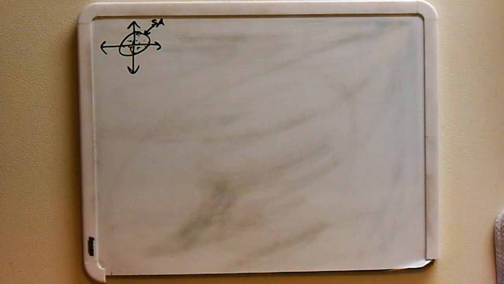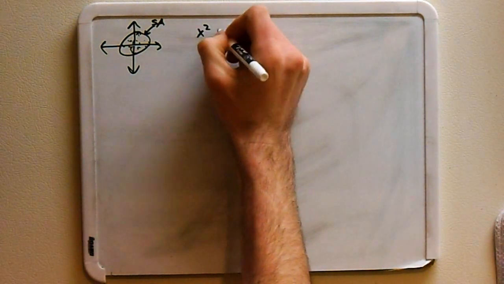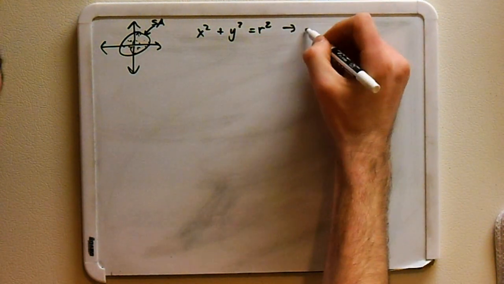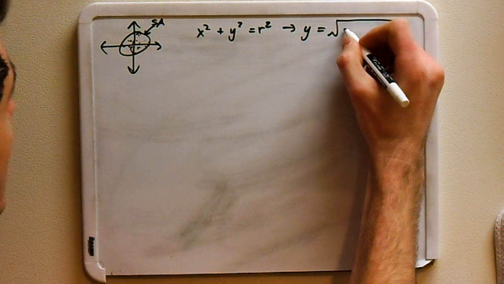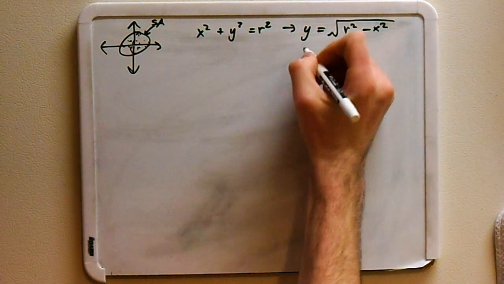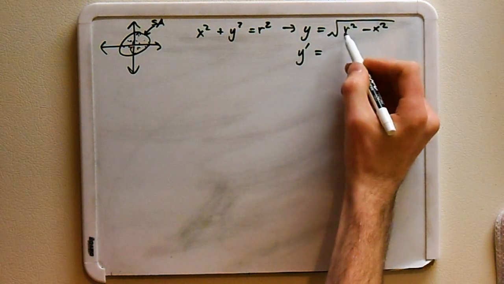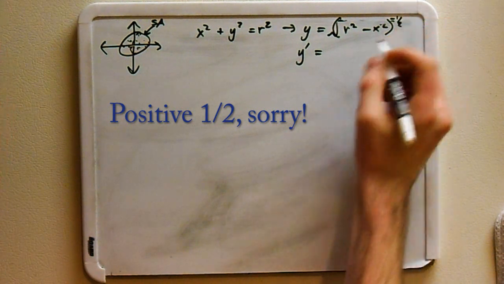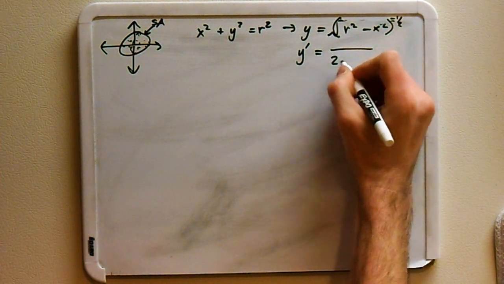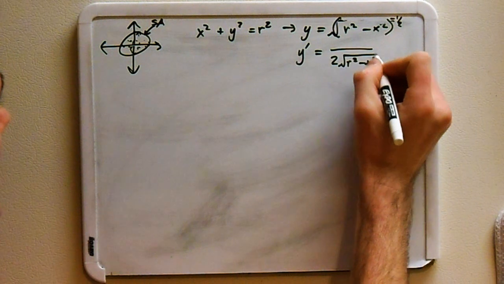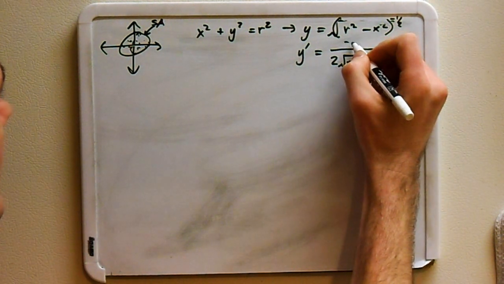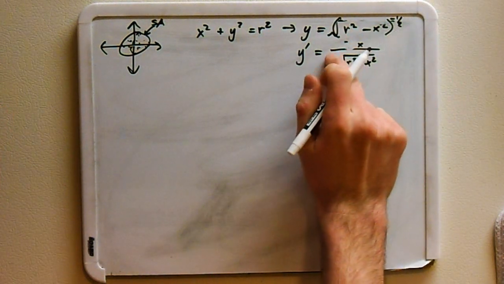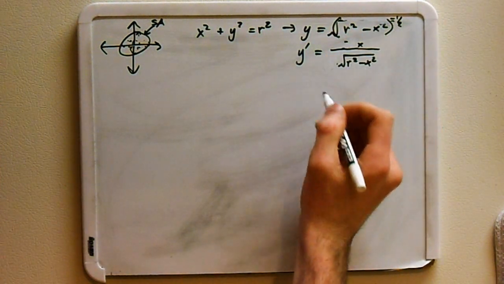Surface area. So we're going to start back with the same equation, x squared plus y squared equals r squared for a circle. And we're going to solve that for y, giving y equals square root of r squared minus x squared. Y prime for that is, you can think of this as to the negative 1 half. If you drop that down, it's over 2 times the square root of r squared minus x squared. And then on top we have negative 2x. And then the 2's cancel, so you just have negative x over square root of r squared minus x squared.